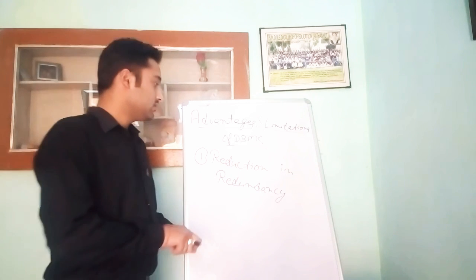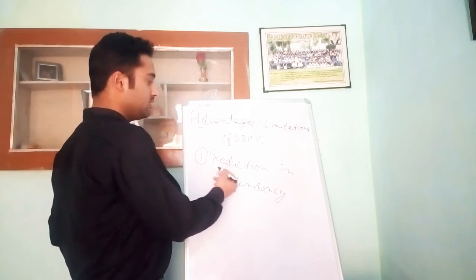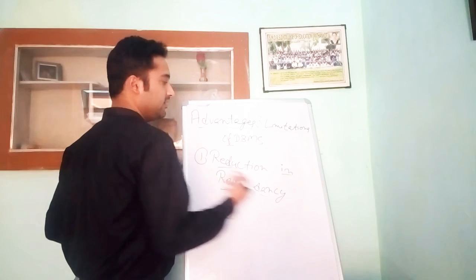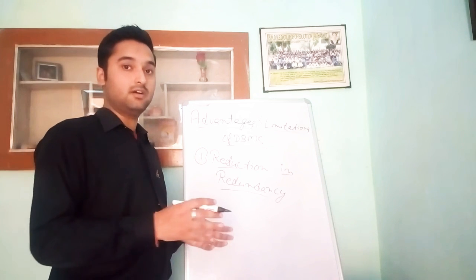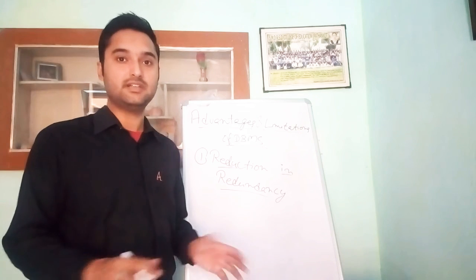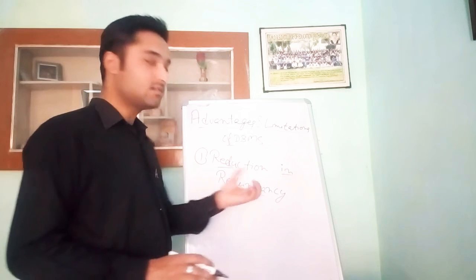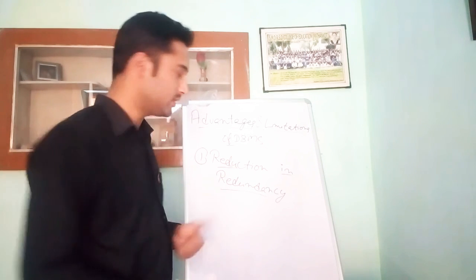So the very first point, as we have discussed, is the reduction in redundancy. The reduction means we can control it. It doesn't mean that we completely remove the redundancy. We can control the duplicate data in the DBMS. So this is the first point.